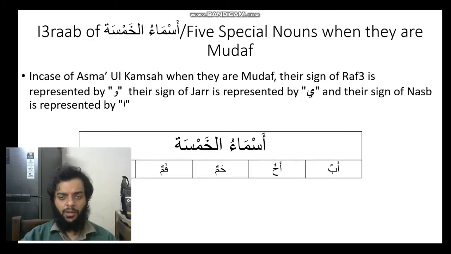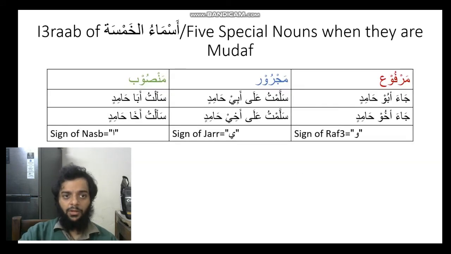So abun, akhun, hammun, fammun and dhu. So the Iraab of Asma Ul Khamsa when they are mudaf. In case of marfu, Ja'a Abu Hamidin, Hamid's father came. So because the word Abu is from Asma Ul Khamsa and it is mudaf and it is marfu, the sign of it being rafa is represented by waw.